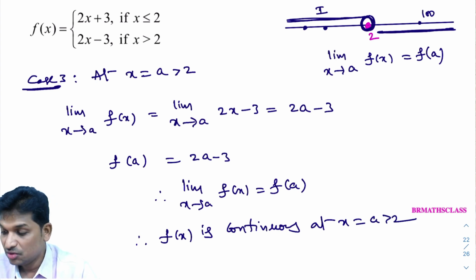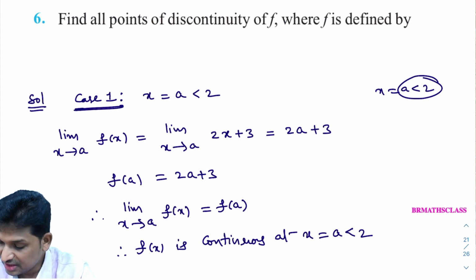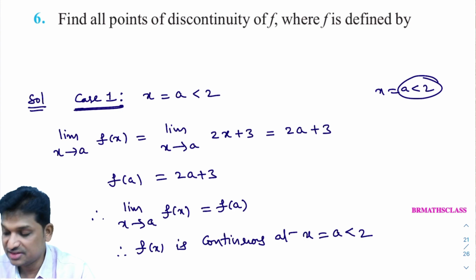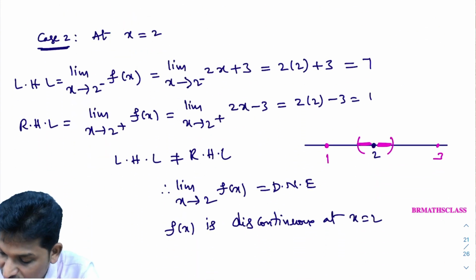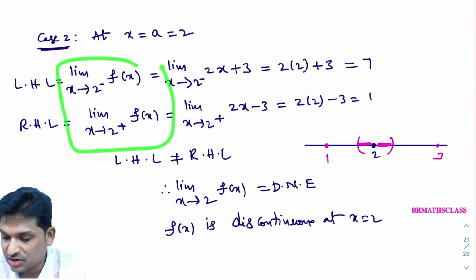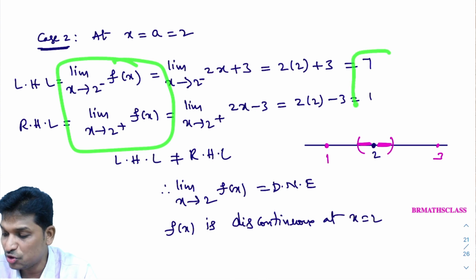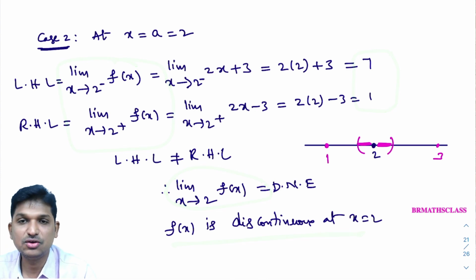So I am checking the continuity in 3 cases. In case 1, I came to know that this function is continuous whenever a value is less than 2. In case 2, I checked the continuity at x equal to a, where a value equal to 2. To calculate the limit, I need left hand limit and right hand limit. I calculated, and they are not equal, so limit does not exist. So this is discontinuous at x equal to 2.